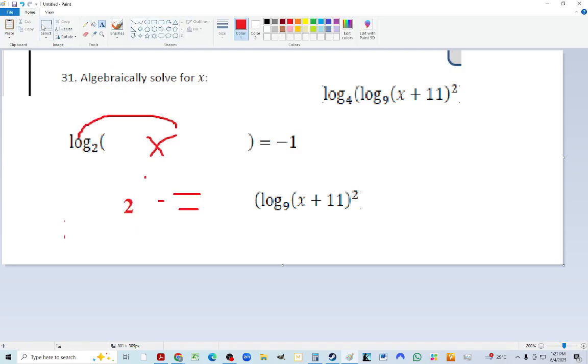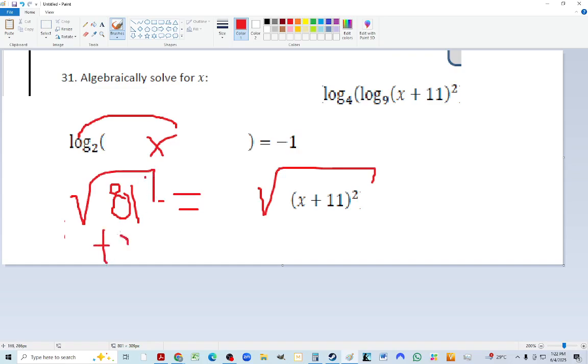Well, this is saying 9 to the power of 2 is equal to this stuff. 9 to the power of 2 is 81. To solve this square, I have to square root both sides. The answer is plus 9 or minus 9.